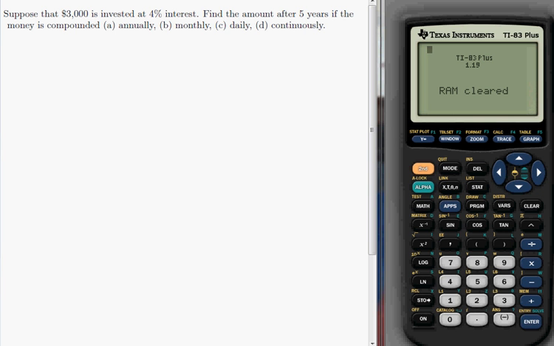Okay, suppose $3,000 is invested at 4% interest. Find the amount after 5 years if the money is compounded A, annually, B, monthly, C, daily, and D, continuously.